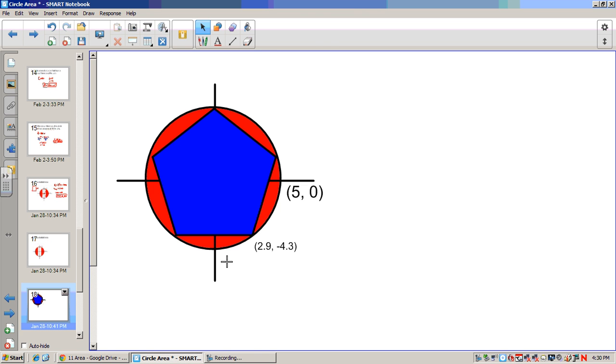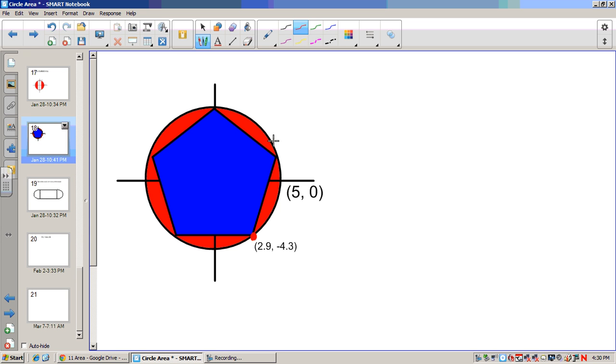Let's try this one. So we have one point here, and we know we want to find the red shaded area. We just have that one point right there. Now we know the radius of the circle is 5, so that's going to be 5 there and 5 out there. So the area of my circle will be 5 squared, which is 25 pi.